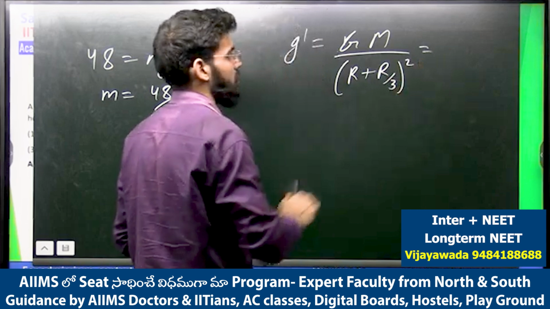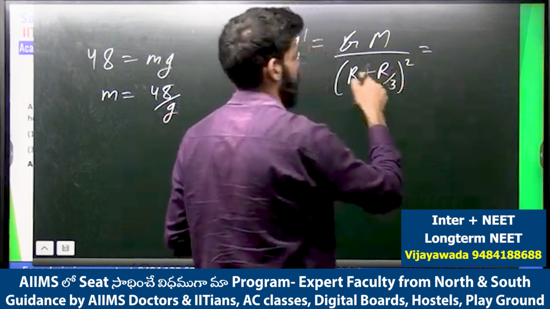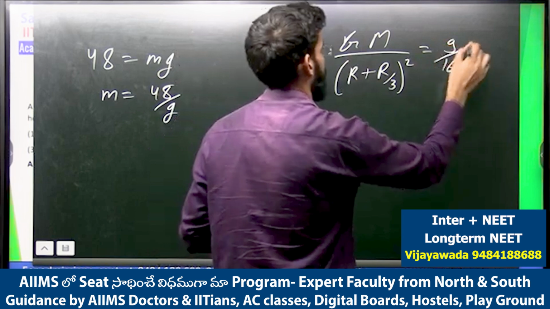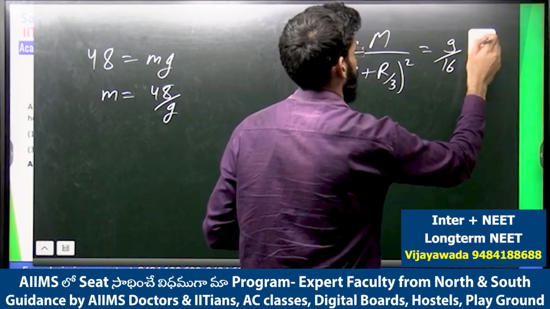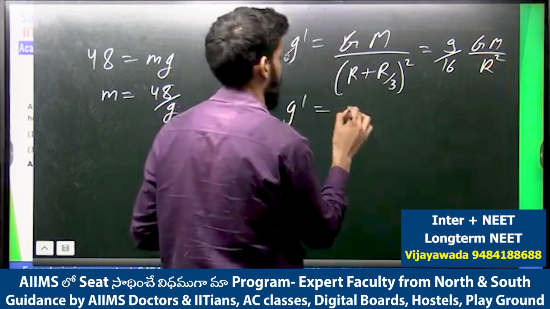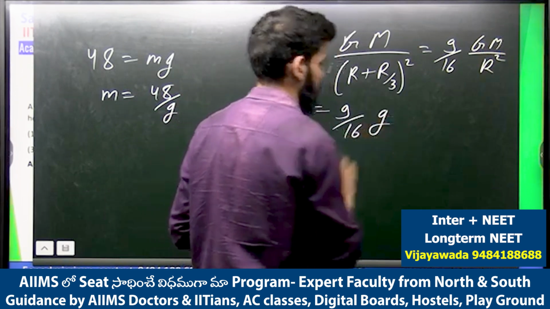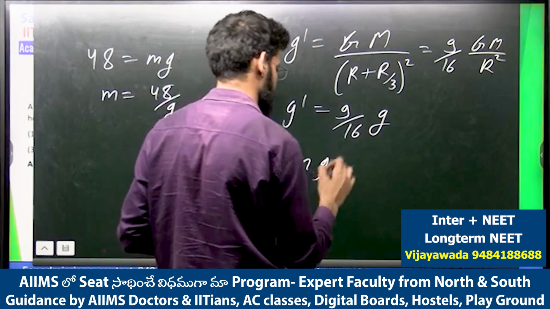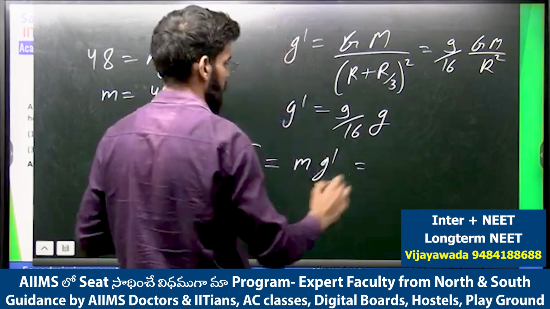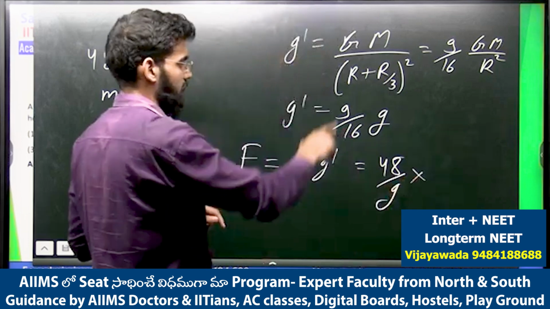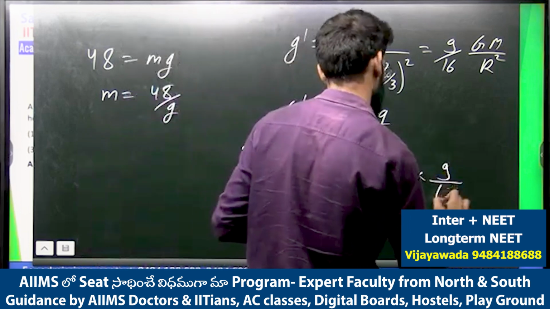Okay, that is how much? So this is 4r by 3, so 9 by 16 GM by r square. Okay, so g dash is nothing but 9 by 16 times of small g only. Okay, so now the new force experienced will be m into g dash. Okay, this m is how much? 48 by g. Okay, and the g dash is how much? 9 by 16 g.